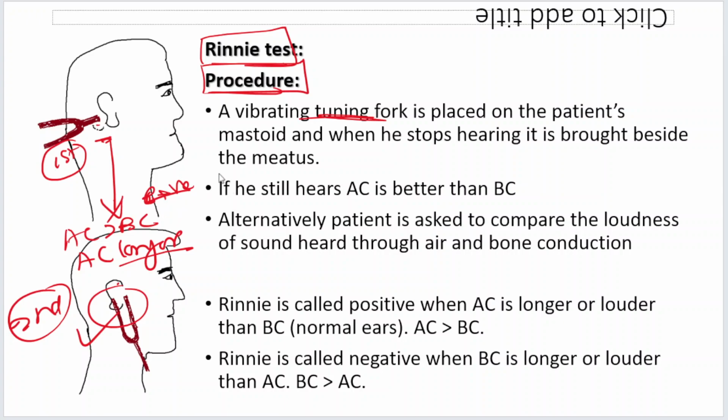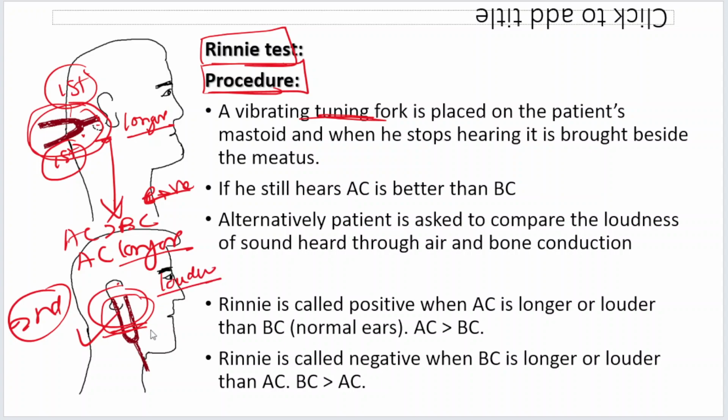Why is it positive? Okay, so a vibrating tuning fork is first placed on the patient's mastoid, then placed in front of the pinna. So the patient is asked, can you still hear it after it stops at the mastoid, which means that he can hear it after the vibration has stopped at the mastoid. So he's hearing it for a longer duration. Or you can ask, I'm placing it on the mastoid and then I'm placing it in front of the pinna. Which do you feel is louder?